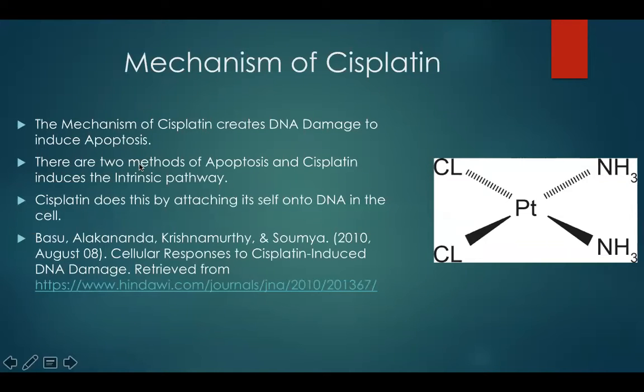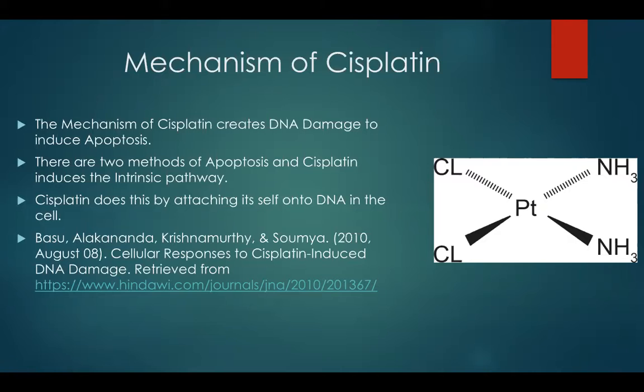So, mechanisms of cisplatin. The mechanism of cisplatin actually creates DNA damage to induce apoptosis of cancer cells. And there are two methods of apoptosis, as we know, and cisplatin induces the intrinsic pathway, which is the one where mitochondria will release cytochrome C to induce apoptosis and activate those caspases. Cisplatin does this by attaching itself onto DNA in the cell.